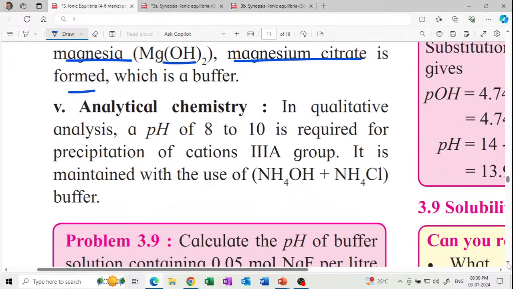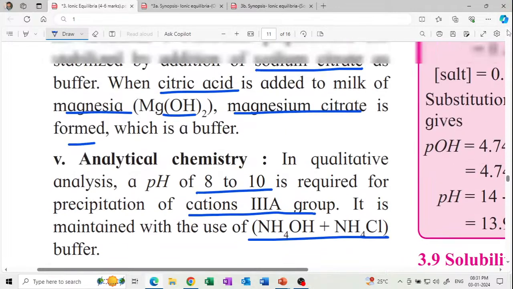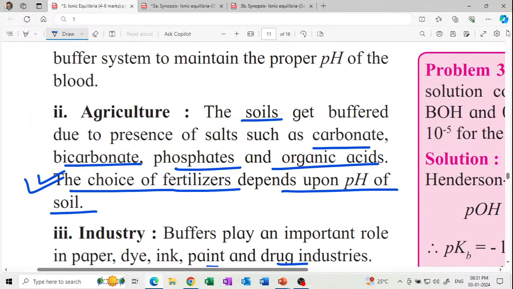In analytical chemistry, in qualitative analysis, ammonium hydroxide and ammonium chloride act as a buffer. The pH is maintained between 8 and 10, for the cations of the third A group. You should write at least any 4 applications. There are 5 written, but you should be able to write 4 applications. This is very important. Applications of buffer solutions.